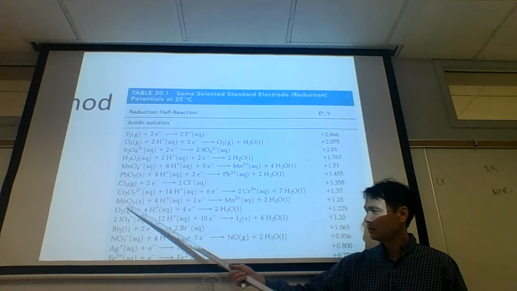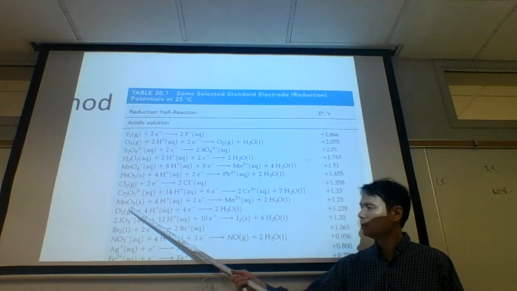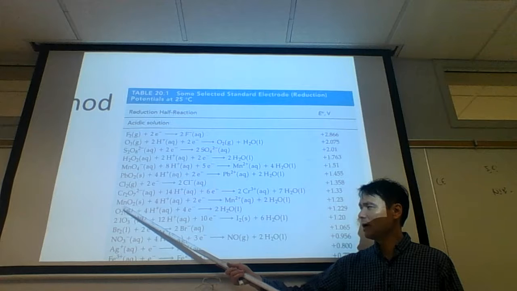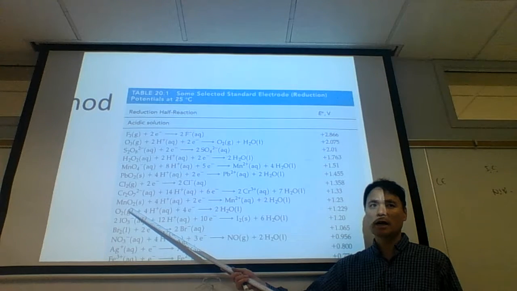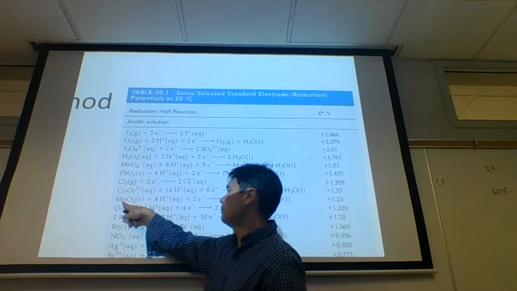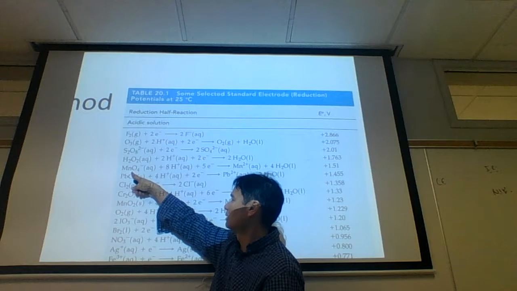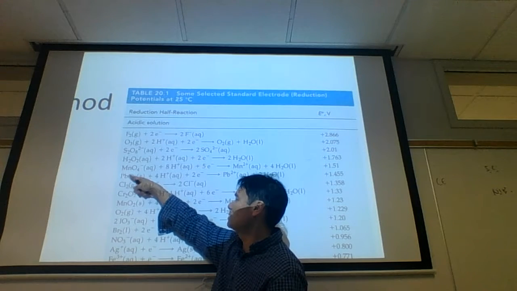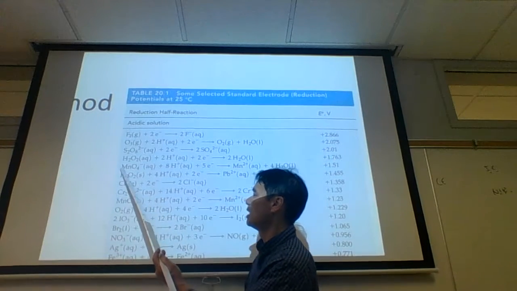What's this, MnO2, called? MnO2 is called manganese 2 or manganese 4 oxide. Manganese 4 oxide. And so what's more powerful, manganese plus 4 or manganese plus 7? Manganese plus 7. So manganese plus 7 is going to be a better oxidizer than manganese plus 4, and that's why it's higher in ranking up here.